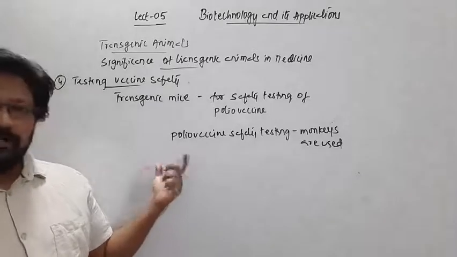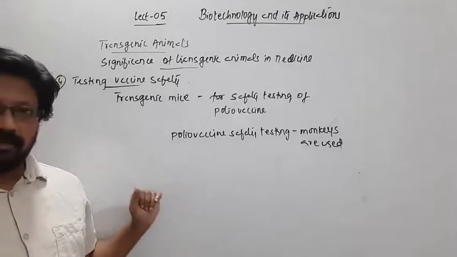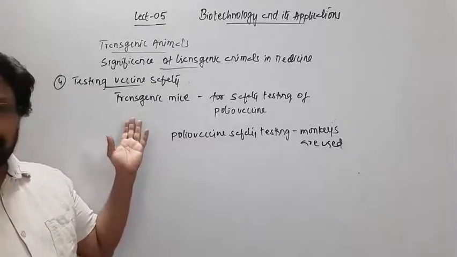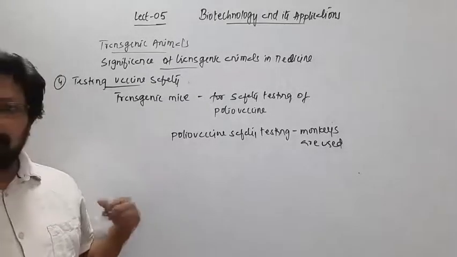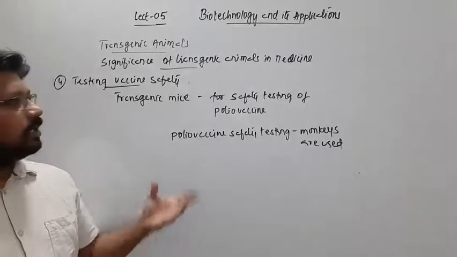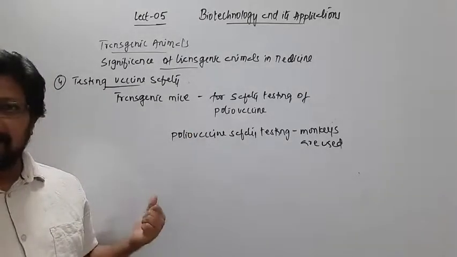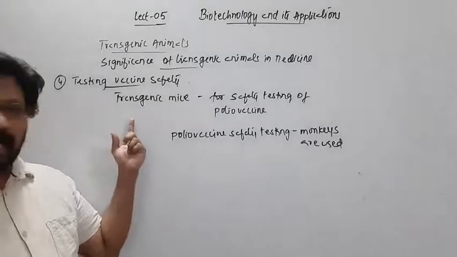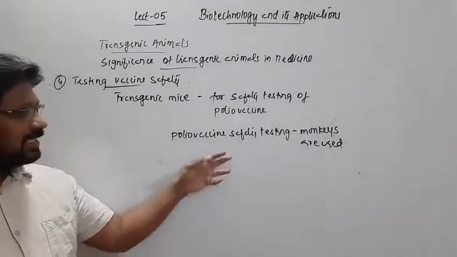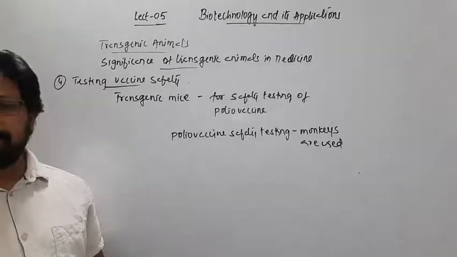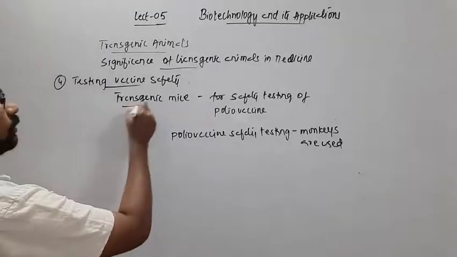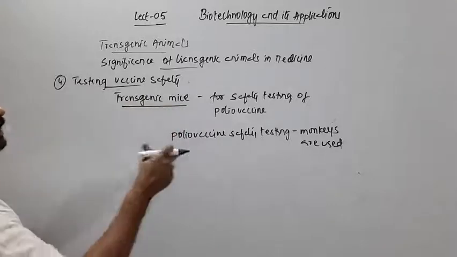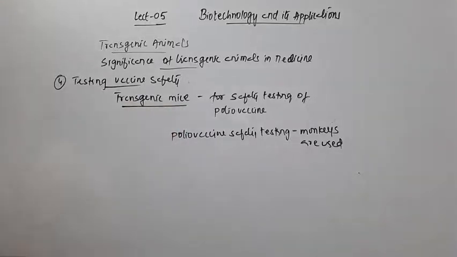This is what we used to do in earlier days, but now what we have done is we generated transgenic mice, and scientists are saying that if these transgenic mice become successful for testing the vaccines, then these transgenic mice will be used instead of these monkeys. So we are planning to use these transgenic mice instead of monkeys in the near future for testing the vaccines.